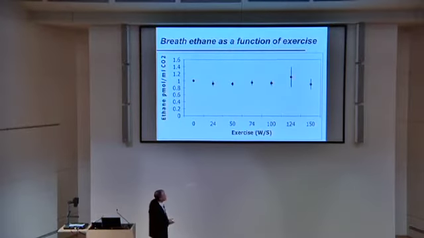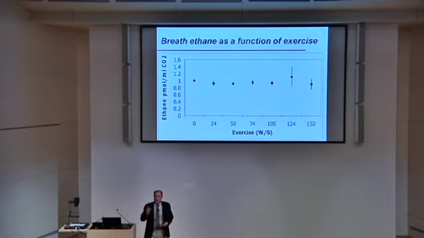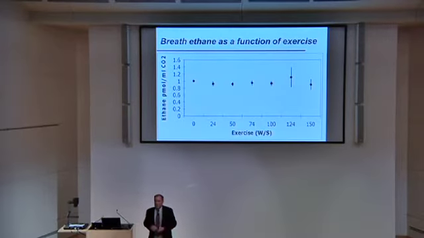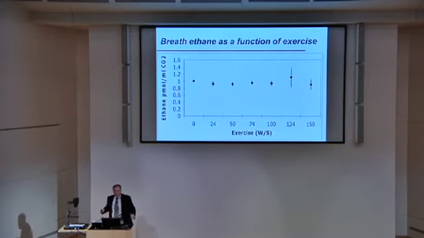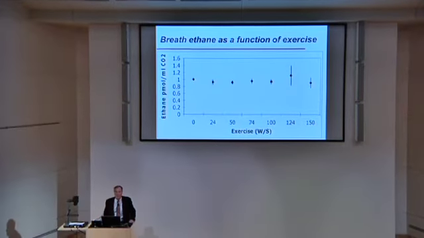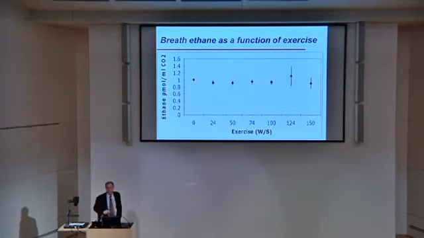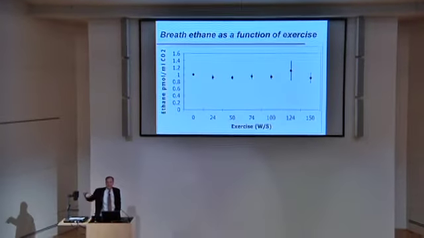It was essentially constant throughout. So this means that with exercise, you don't generate more radicals. Because the generation of radicals comes through the mitochondria and the conversion of oxygen to water, you don't change that. And so there's no net generation of reactive oxygen species. The reason is because we've normalized to the CO2.